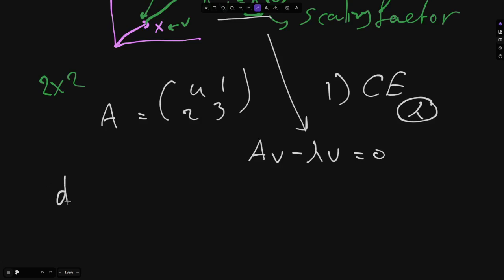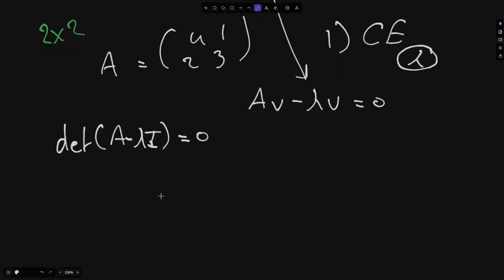So the determinant equals 0. It's lambda times I, where I is the identity matrix, the one with ones on the diagonal. So it's as if we have done nothing, like we have multiplied something by 1.